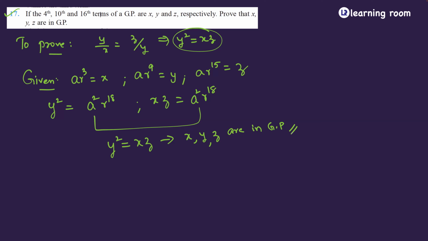So did you understand? Wherever you need to prove something, first you need to understand what you're supposed to prove. Based on that, you will make use of the given data. So these are the two simple steps to be followed. Shall I proceed?